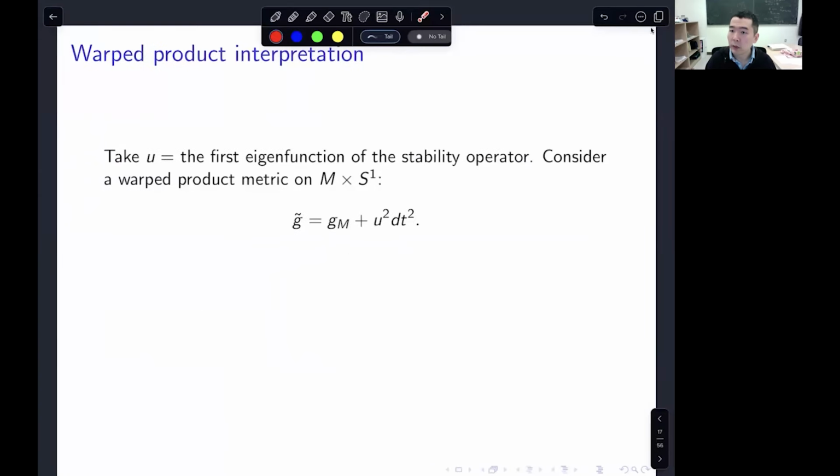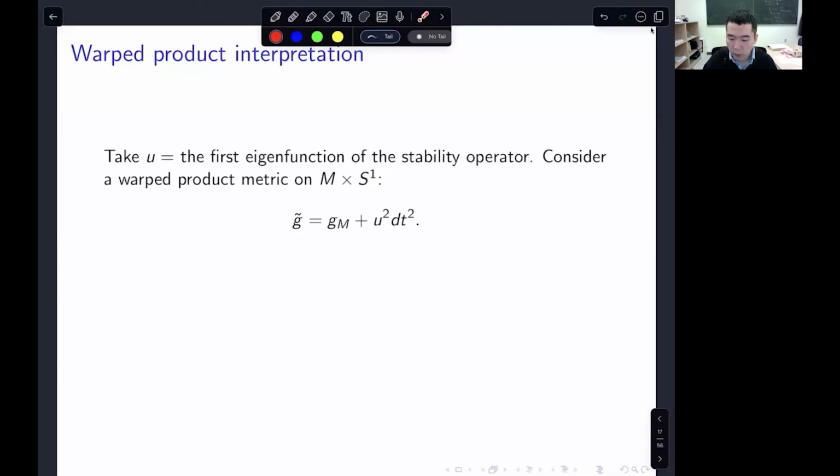On the other hand, it does have some drawback compared to the second interpretation, which I call the warped product interpretation. I think Misha Gromov usually calls it toric stability or torus stability. They basically mean the same thing. So the observation is the following. Let's take the first eigenfunction of the stability operator. The stability operator is positive, therefore if we take the first eigenfunction, the eigenvalue is also positive.